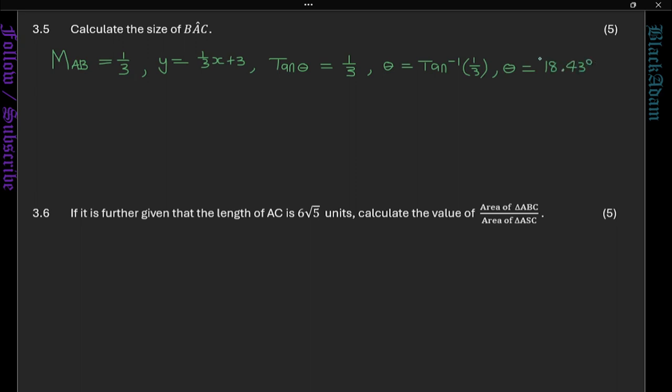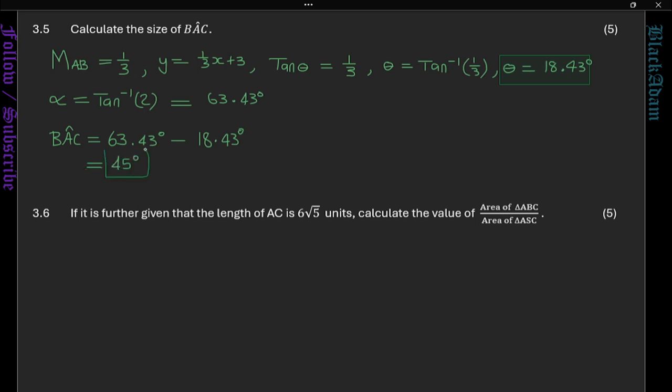So our theta is going to be 18.43 degrees. Alright, then we also need to know alpha. Tan alpha is given, because from our equation our gradient there is 2. So that's inverse tan of 2, to give us 63.43 degrees. Now finding the angle BAC is going to be alpha minus theta, so that is 63.43 degrees minus 18.43 degrees, and using a calculator gives us 45 degrees.